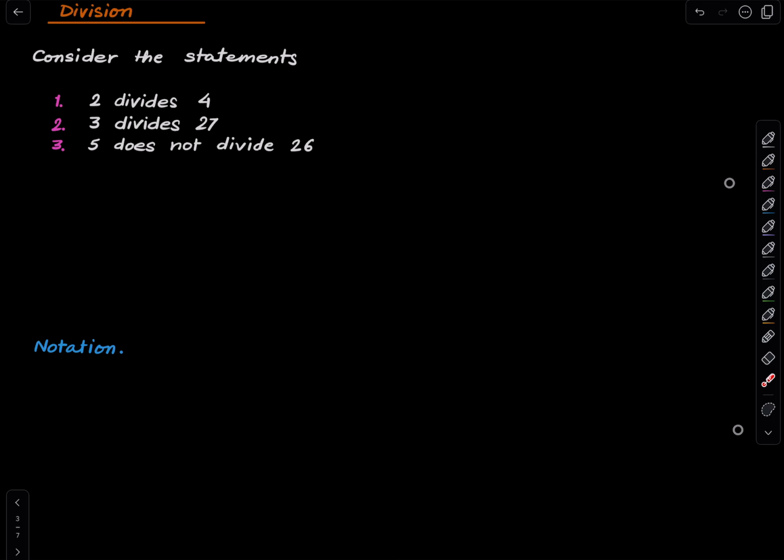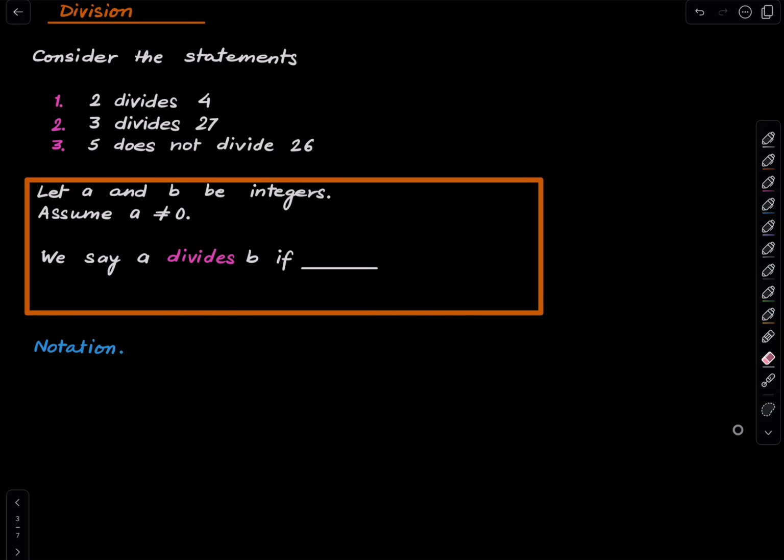So consider the following statements. If I say 2 divides 4, or 3 divides 27, or 5 does not divide 26, you'll agree with all these statements, I'm sure. And that calls for a formal way of defining what is meant by division.